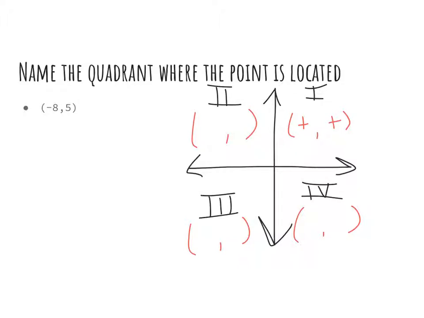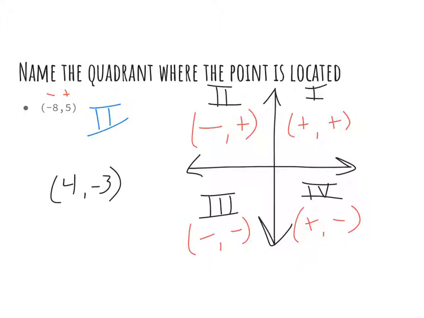In order for a point to sit in quadrant 2, our x would have to be negative and our y would have to be positive. Quadrant 3, both x and y are negative. And in quadrant 4, our x is positive and our y is negative. So with that in mind, if we were asked to find where the point -8, 5 is, you'll notice the x is negative, the y is positive, so therefore we would say that it sits in quadrant 2.